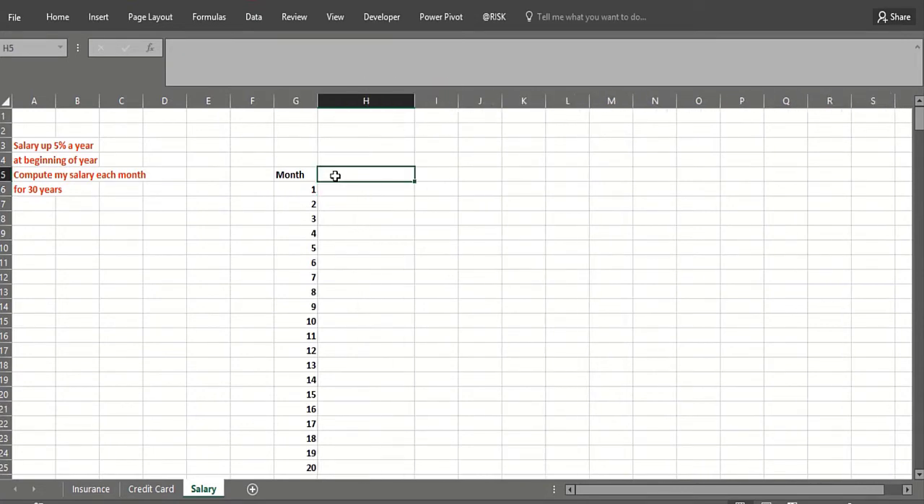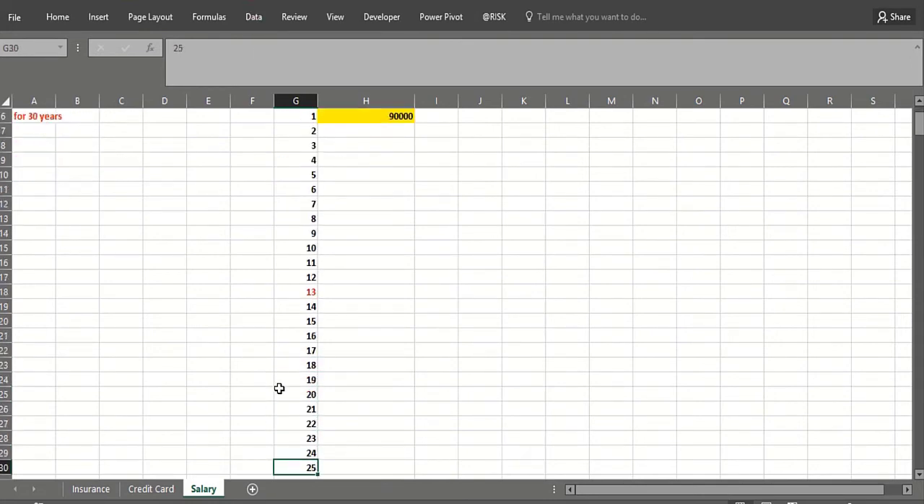Okay, so let's suppose I have my salary. So I have to have a starting salary. Let's suppose that's going to be 50,000 or 90,000. Let's live high on the hog, as they would say. Now the trick is your salary would be the same every month, except at the start of a new year, it's got to go up 5%.